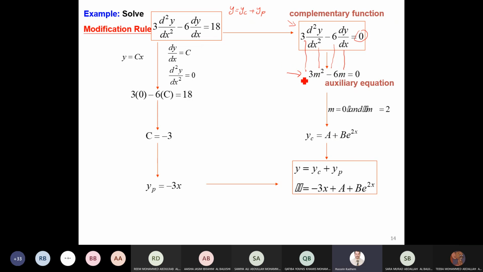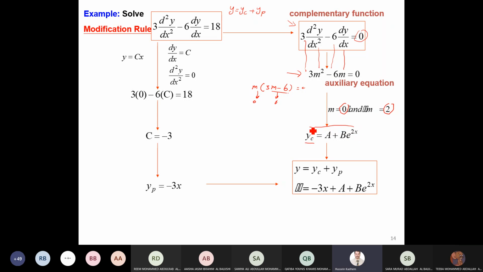Then I solve it. As an example, I took m as a common factor. What is left? 3m minus 6 equals 0. So either m equals 0 or this part equals 0. I solved this part and got m equals 2. Now 0 and 2 are real but different. So what will I write? I will write that the complementary will be a exponential 0, which is 1, so a, plus b exponential 2x.